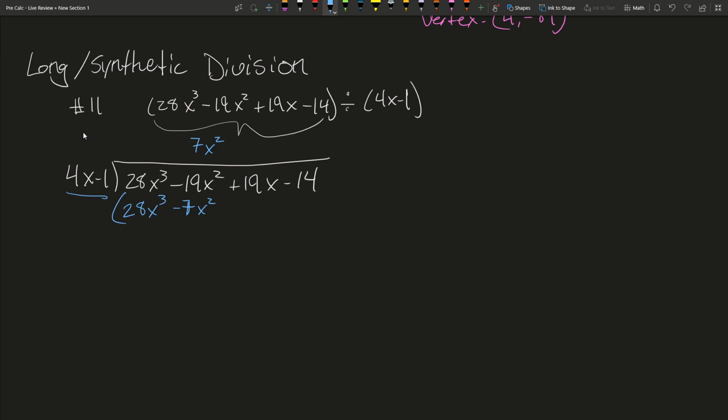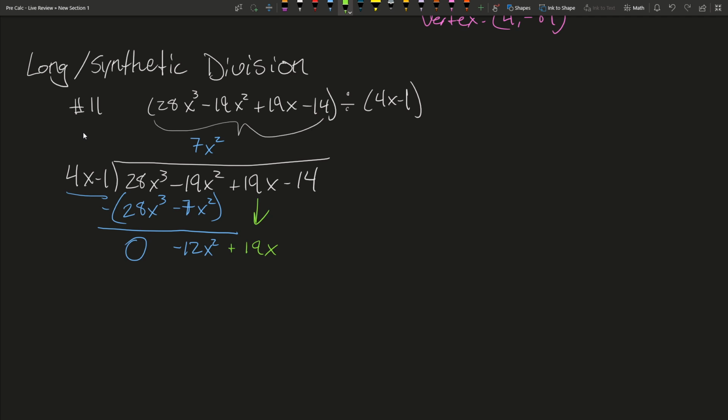And then we're subtracting. When we do that, 28x cubed minus 28x cubed gives you 0. Negative 19x squared minus a negative 7x squared gives you negative 12x squared. And then you gotta bring down the next value. And then we just rinse and repeat.